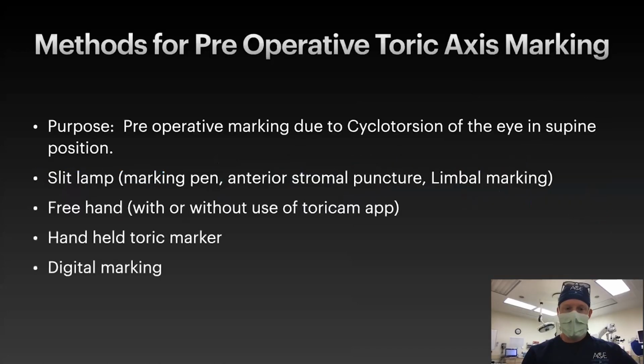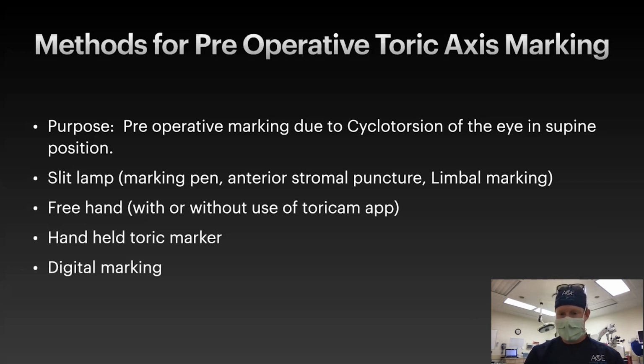All right, so we've selected a patient, we've measured our patient, we've now made our surgical plan. It's time for surgery. Well, before we can do the surgery, we have to do the preoperative marking. Why? That's because of cyclotorsion. Anytime a patient is laid back into the supine position, the eye has the tendency to cyclotort. So we now don't know where the true 3 or 9 o'clock position or the true 12 o'clock position is on that eye because it's rotated. So we need to mark the eye preoperatively.